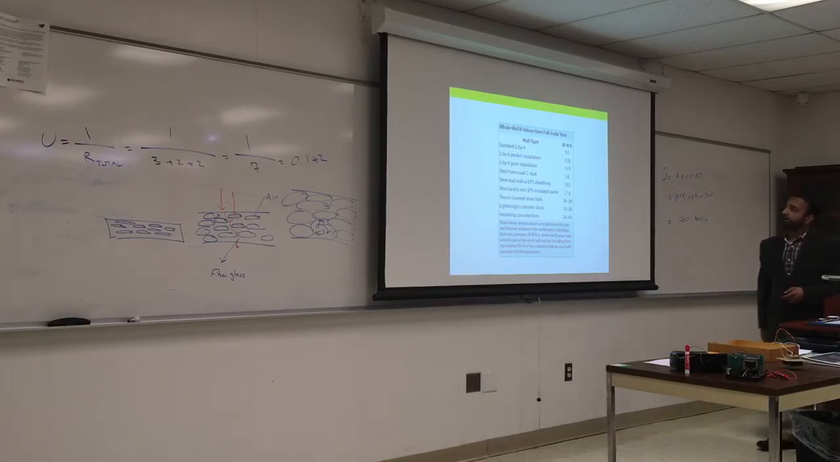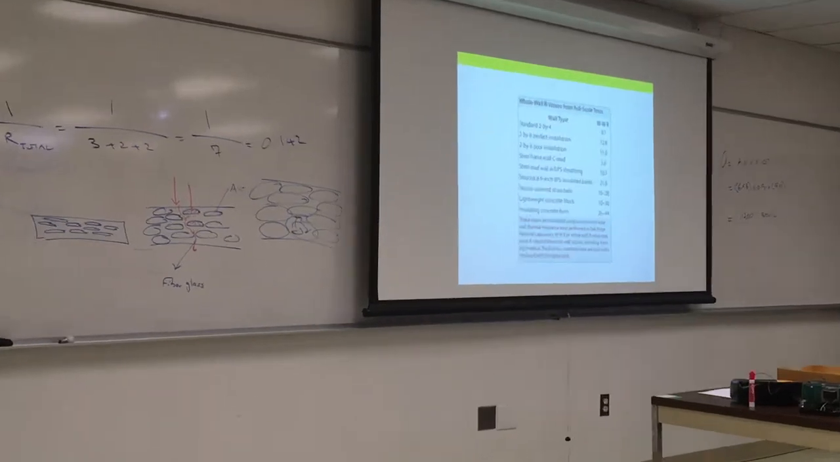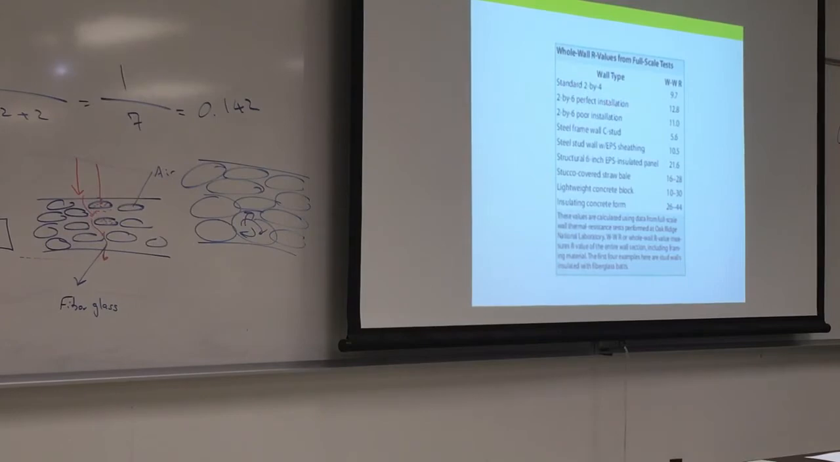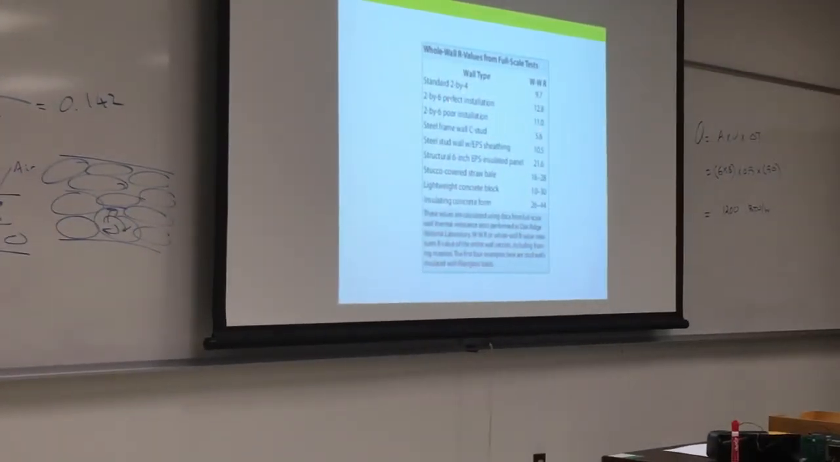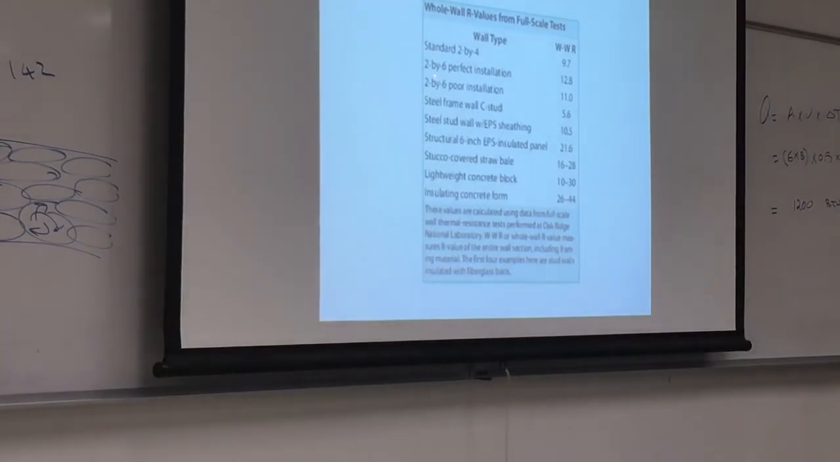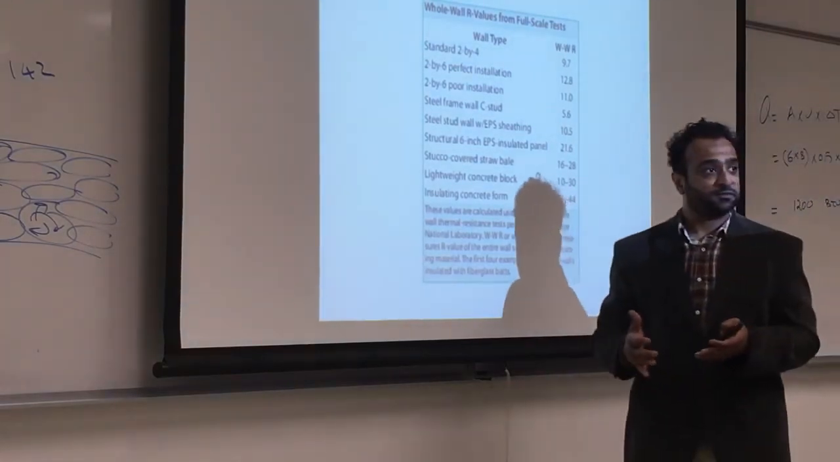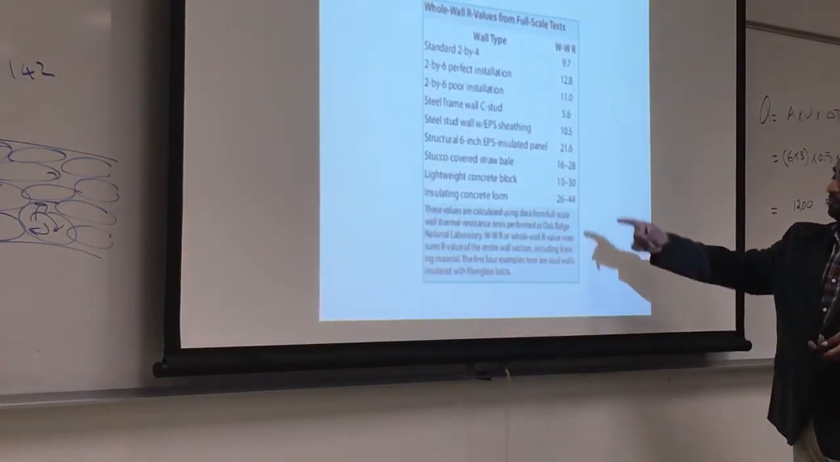So let's look at some R values for walls. This is standard 2x4 studs. That's what we get for R values, and you can see how it does change with the insulation. So the higher the R value, the better. Look at the insulating concrete foam. So these are concrete blocks with foam in the middle, and it's perfectly insulated.